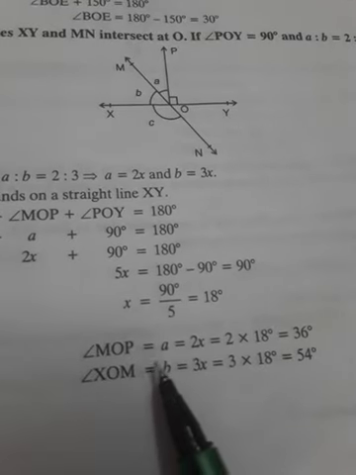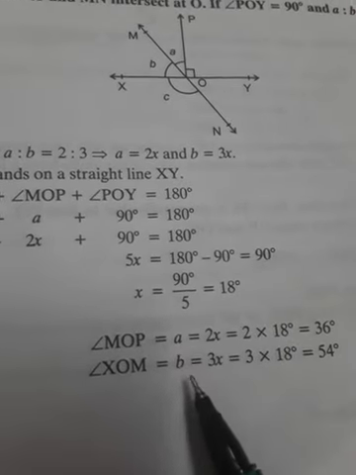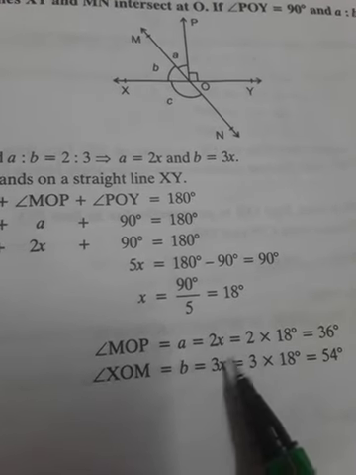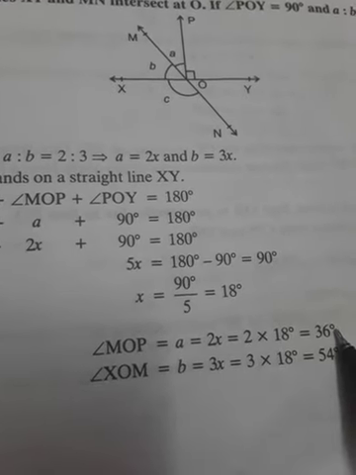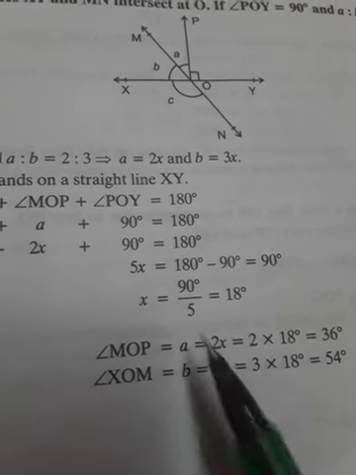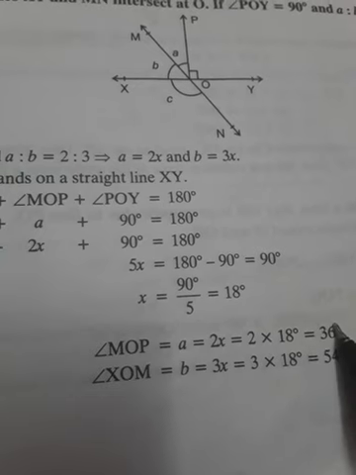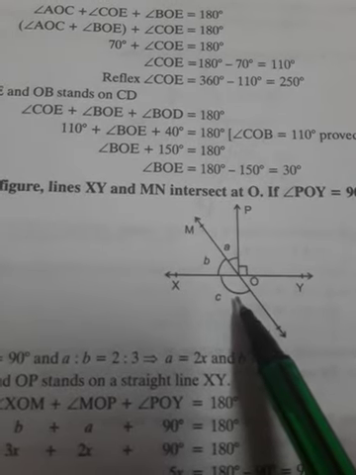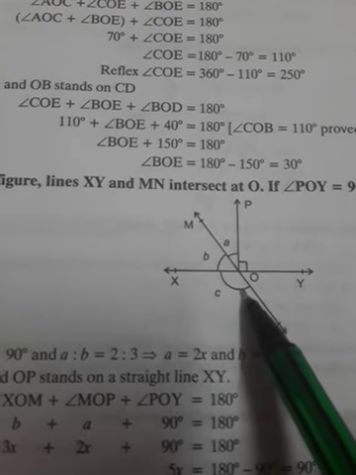So now we can find the actual values of A and B. A equals 2x and B equals 3x. So 2 into 18 is 36 degrees. 3 into 18 is 54 degrees. The values of A and B we got as 36 degrees and 54 degrees. But here we need to find the value of C.